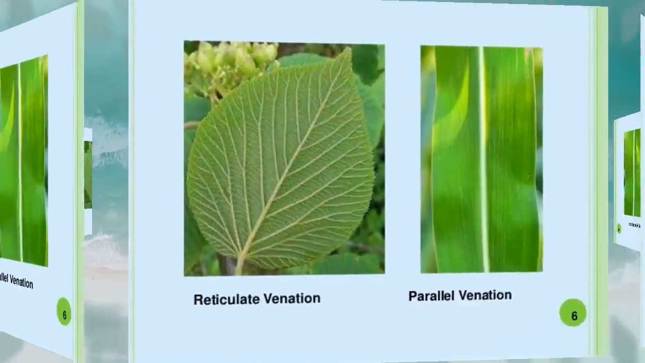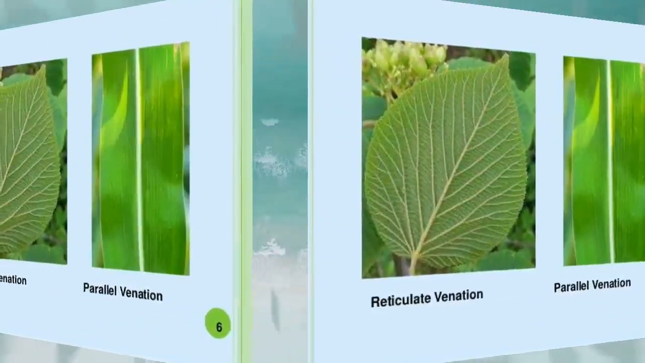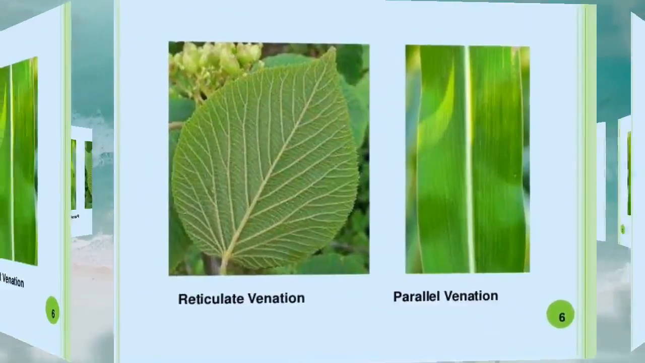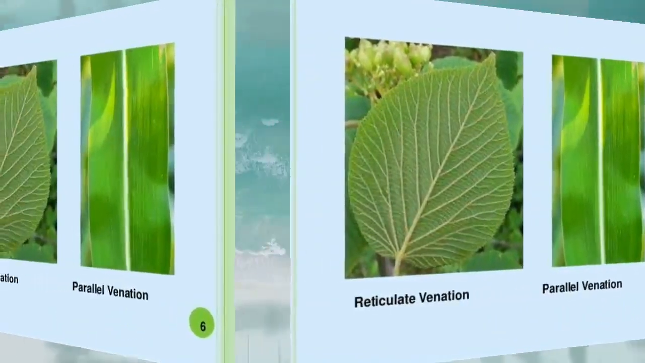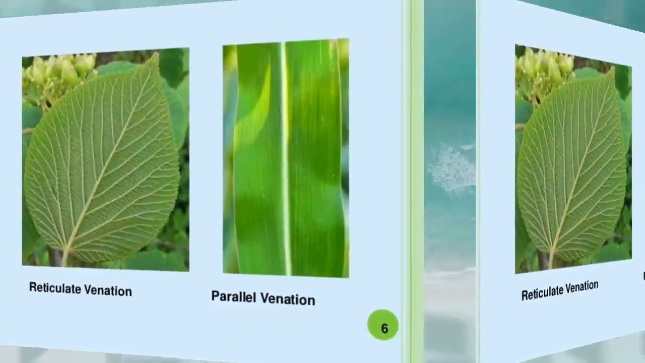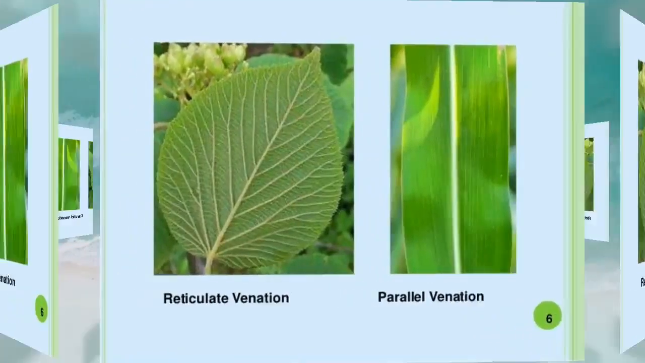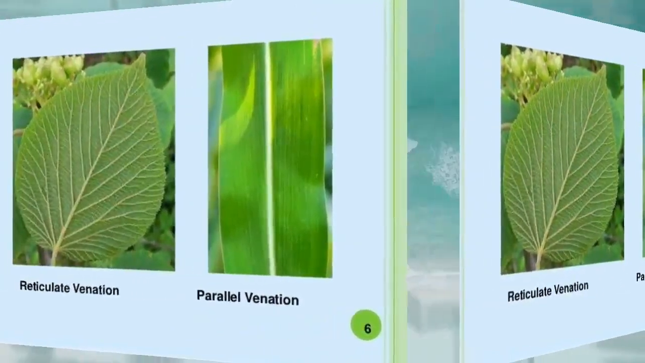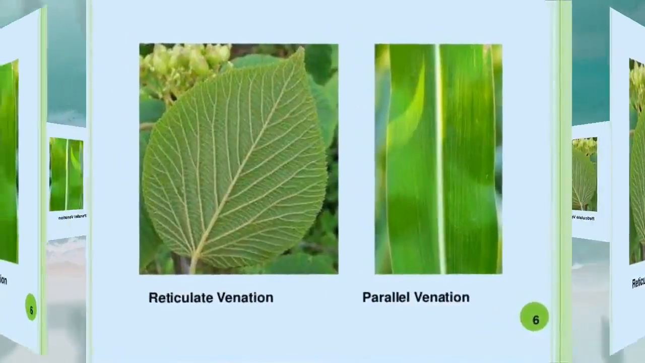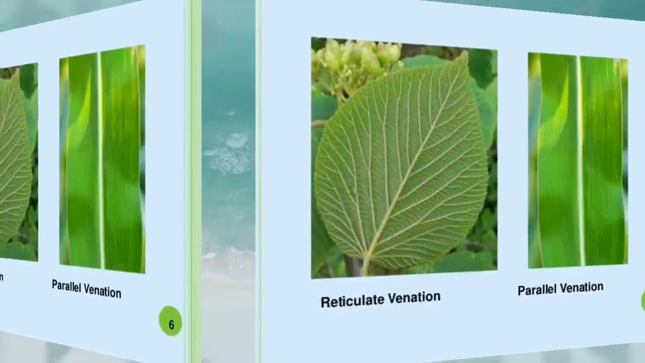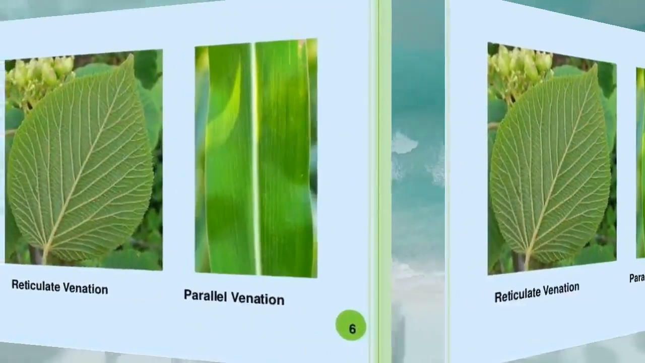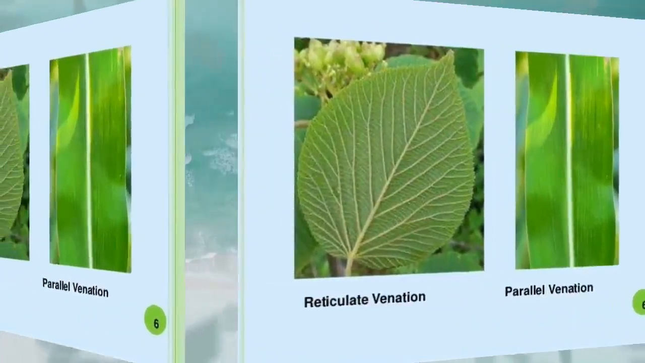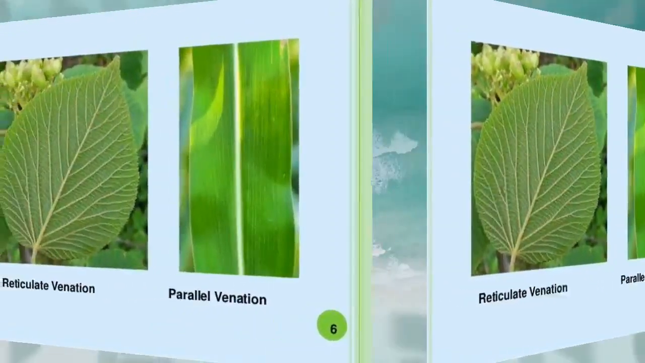Let's study parallel first. If the veins run parallel to one another from the base to the tip of the leaf, the leaf is said to have parallel venation. Here you are seeing a picture of parallel venation. For example, banana leaf or onion have parallel venation.